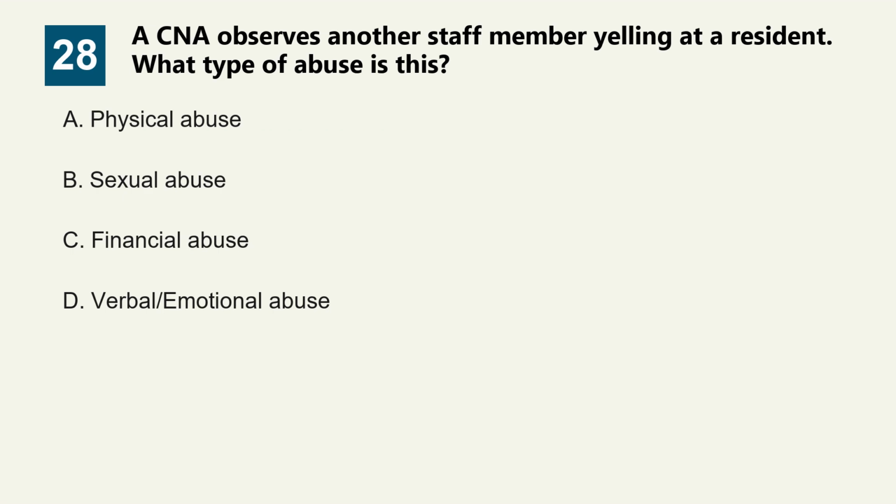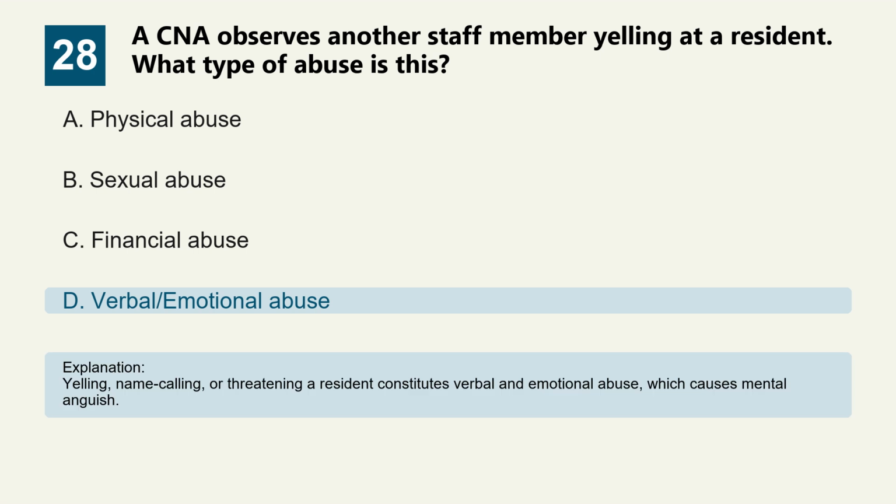Question 28. A CNA observes another staff member yelling at a resident. What type of abuse is this? Option A. Physical abuse. Option B. Sexual abuse. Option C. Financial abuse. Option D. Verbal/emotional abuse. The correct answer is option D. Verbal/emotional abuse. Yelling, name-calling, or threatening a resident constitutes verbal and emotional abuse, which causes mental anguish.